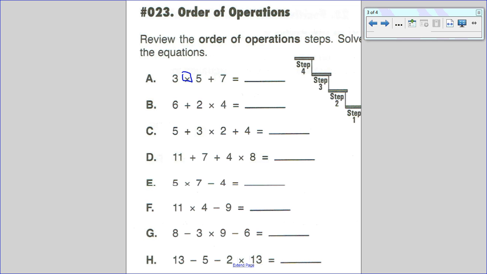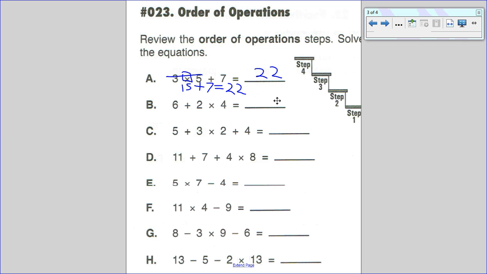So we do that operation, 3 times 5, 15. Okay, so now we're done with this. We've multiplied the 3 times the 5. We've done that operation. We bring everything else down. So 15 plus 7 is 22. So our answer is 22.